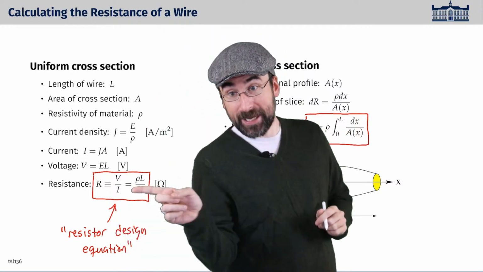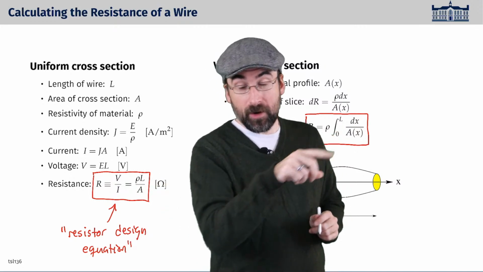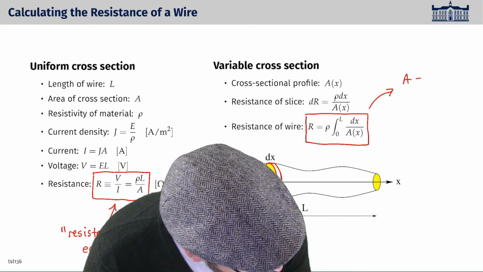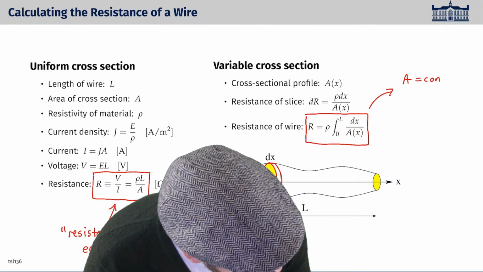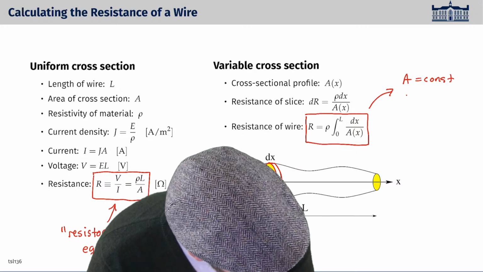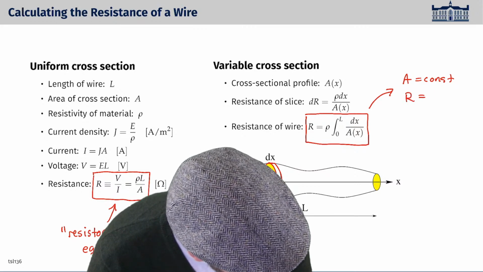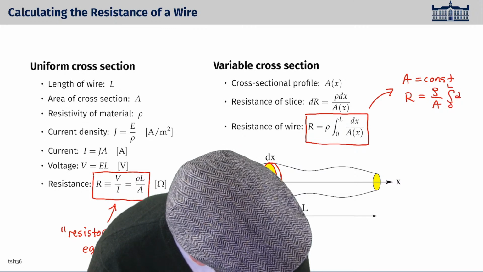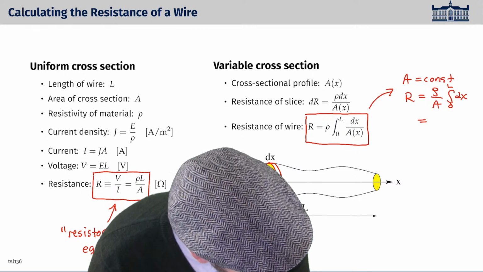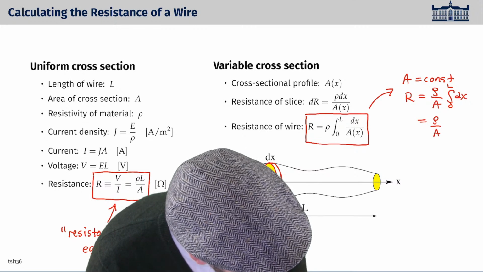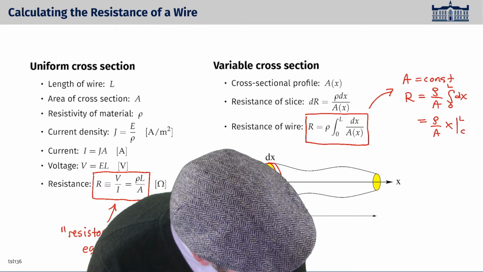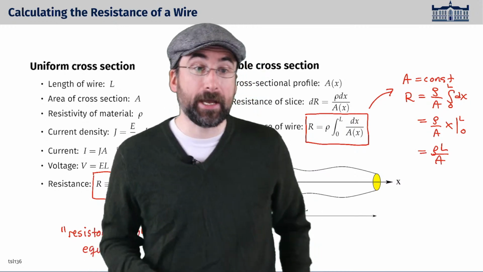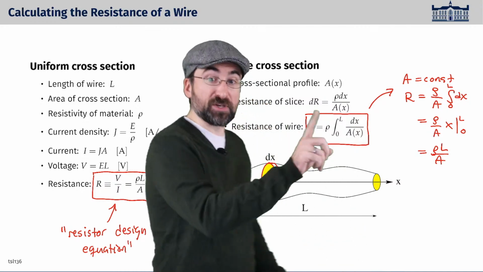Note, of course, that I can get this equation from this if my area is constant. Then I can pull it out of the integral. And of course, the integral of dx is just x, which I then evaluate from 0 to L. And so, of course, I just get rho L over A. So realistically, this is a special case of this.